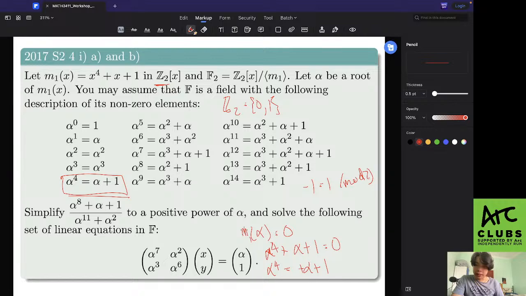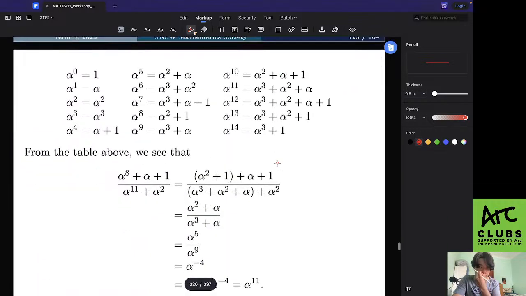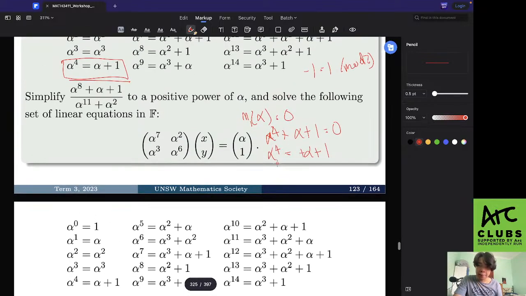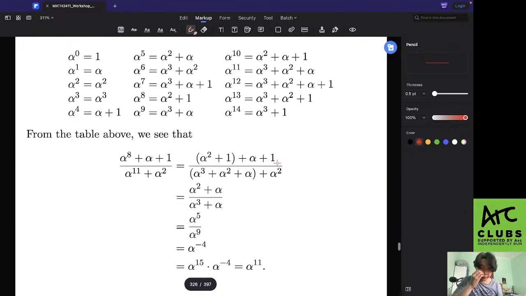So since we have the table already, it should be pretty simple. We have a fraction right here, and our goal is just to simplify it into a power of alpha. And the way we do that is, I would like to call this our basis or base elements. And what I do is, I just want to transform everything into those elements. If we see a power greater than 3, then we can look at the table. Alpha to the 11 is this right here. So we substitute it right here. Alpha to the 8 is right here. So we have the alpha squared plus 1 here.